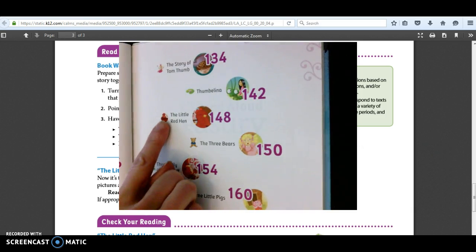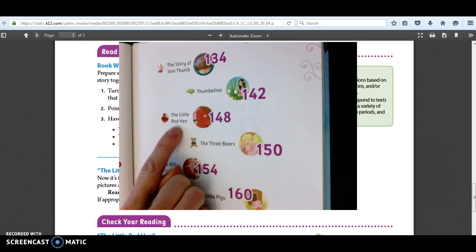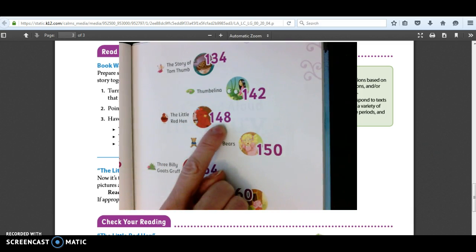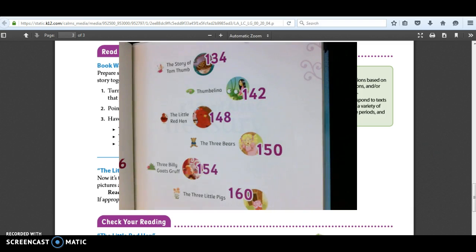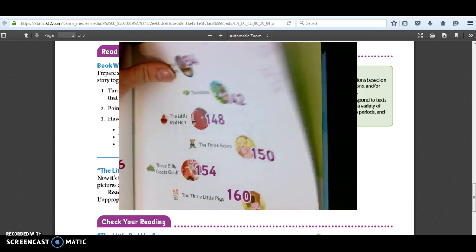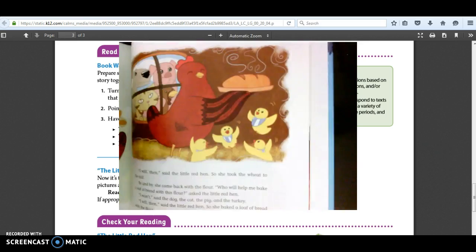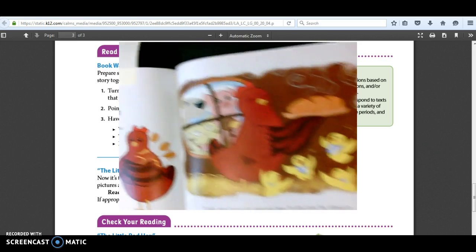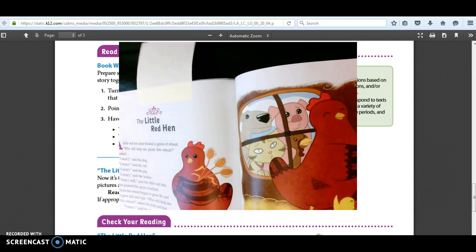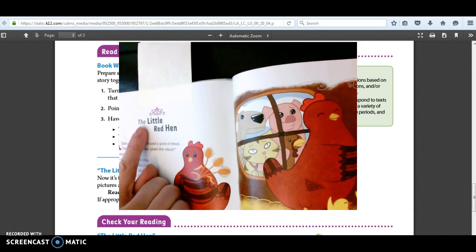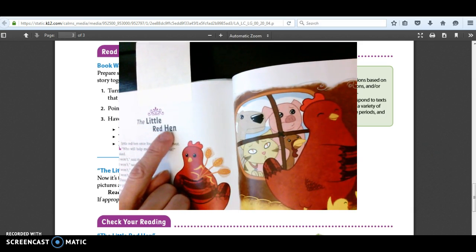And here we find over here the Little Red Hen, and it is on page 148. So students, you can turn to page 148 if you need your Learning Coach's help. Learning Coach, you can help them locate page 148, which is where our story is going to begin. So here is our story. Here is the title, The Little Red Hen.